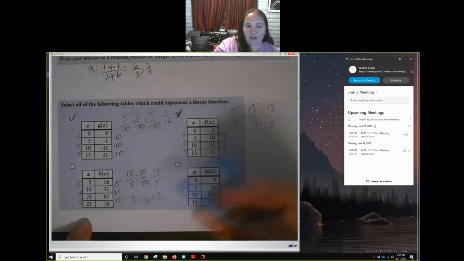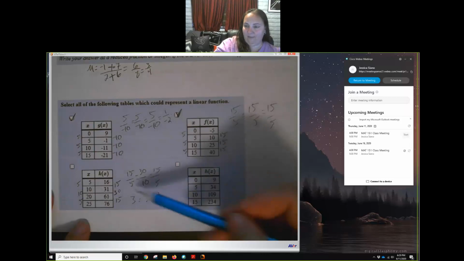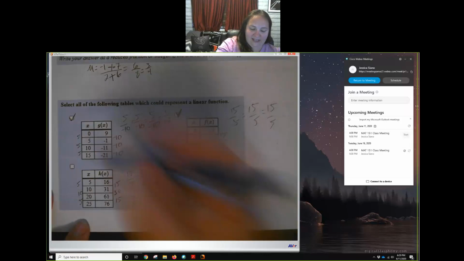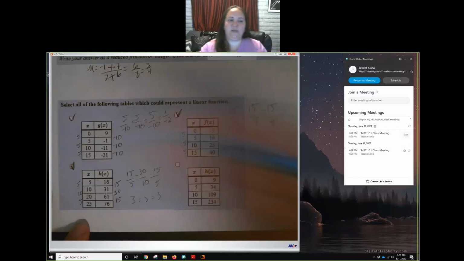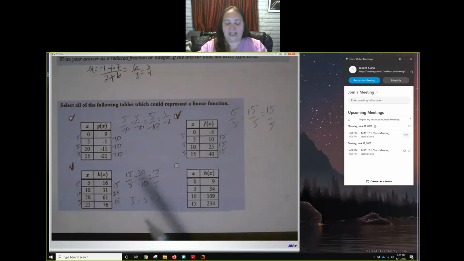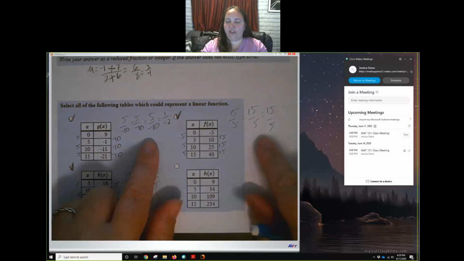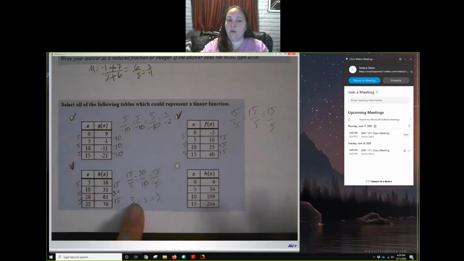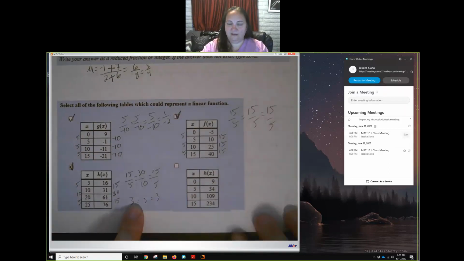See how even though these fractions are not the exact same, they all reduce to the same thing? That means it is linear. Okay, so that's what I mean by the fractions are equivalent and not equal. It did work out that in these first two examples, our fractions were equal, but in this third one, the fractions were equivalent. So it was a linear function.